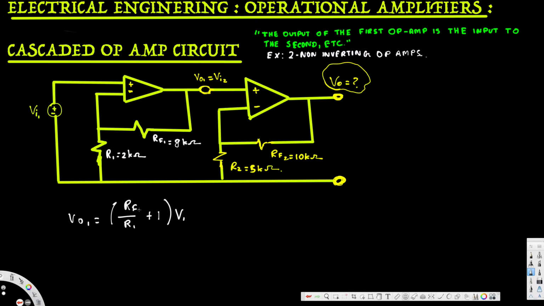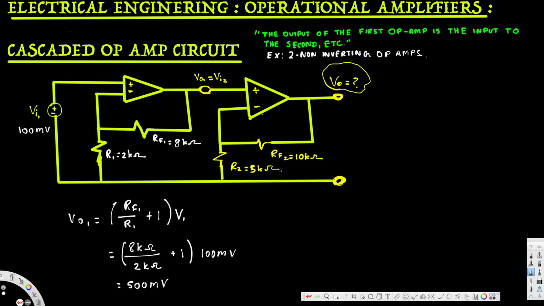In our case, let's call this one RF1 because this is RF1. So 8 kilo ohm divided by 2 kilo ohm plus 1 times the voltage input. So let's call this one VI1, and it's better to give a value. Let's give 100 millivolt. So we have to multiply this one by 100 millivolt. Here we are going to get 4 plus 1, that's going to be 5. 5 times 100 millivolt, that's going to give us 500 millivolt.